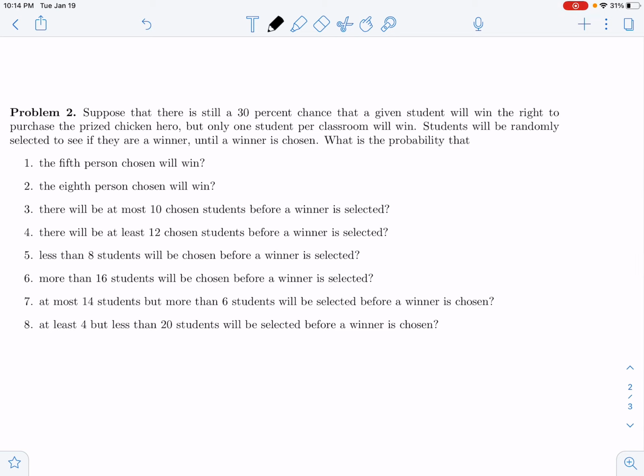All right, so again, this will be similar to the last one, except we're doing geom PDF and geom CDF. So I'll do a couple. Again, we have our P is 30, and our X value we get from the problems. So these first two are binom PDF, we want exact answers, so they're probability density functions. Fifth person chosen will win, that's X is 5, and then X is 8.